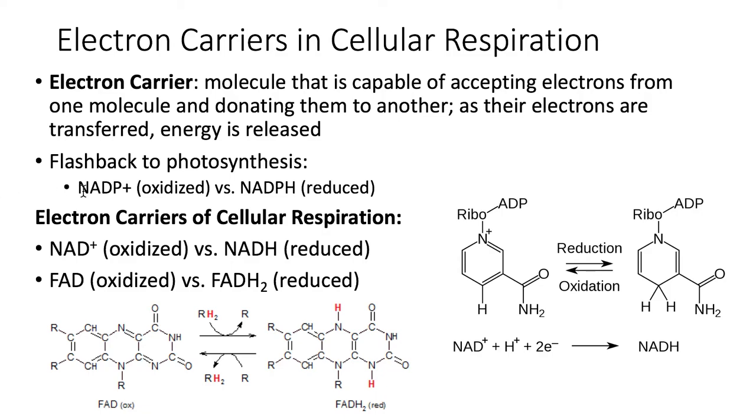The ones that we're going to see as the main electron carriers come in pairs, like oxidized and reduced pairs. So we have NAD+ and NADH, which is the reduced version, and we have FAD, which is the oxidized version, and FADH2, which is the reduced version. And you can see the pair of redox equations here involving NAD+ and NADH, and FAD and FADH2.